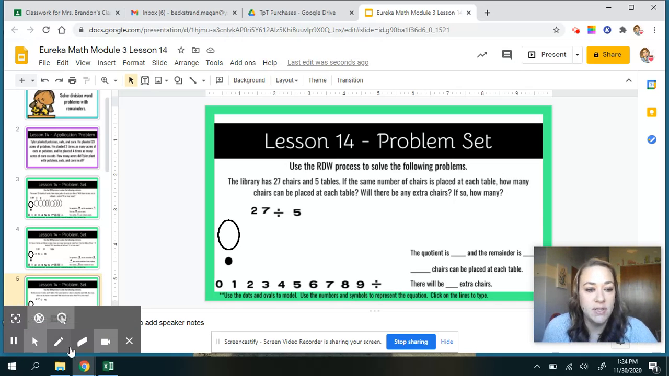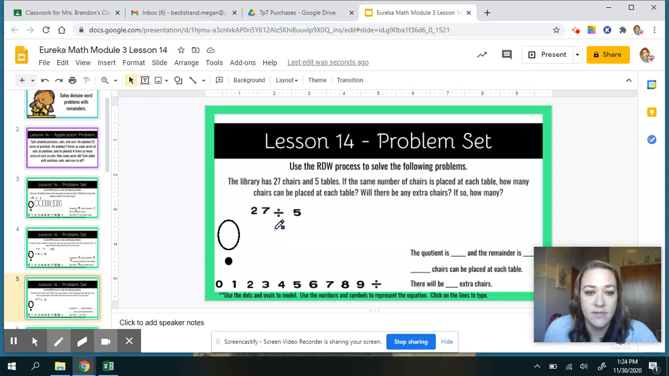Okay, so we're going to do the same thing. Make our groups of 5. Ready? We're going to count up just 27. So there's 1, 2, 3, 4, 5, 6, 7, 8, 9, 10, 11, 12, 13, 14, 15, 16, 17, 18, 19, 20, 21, 22, 23, 24, 25, 26, 27.